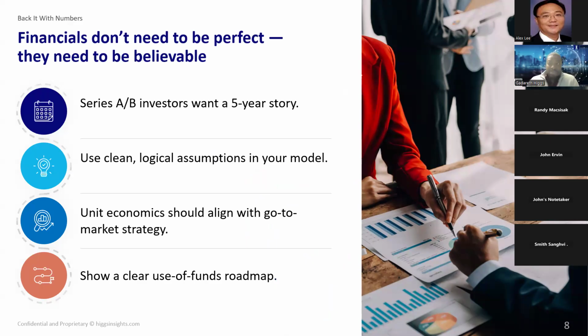Series A and B investors typically want a 5-year story, but I've worked with founders where we've just given them like a 7-year financial projection, just so they have an idea. It's just a little bit more comprehensive than what would be anticipated, but particularly in certain fields where your runway, where your path to revenues and then ultimate profitability is longer, you might want to give them a little bit longer, but 5 years is typically a good place to start. Use clean, logical assumptions in your model. I can't tell you the importance of this.